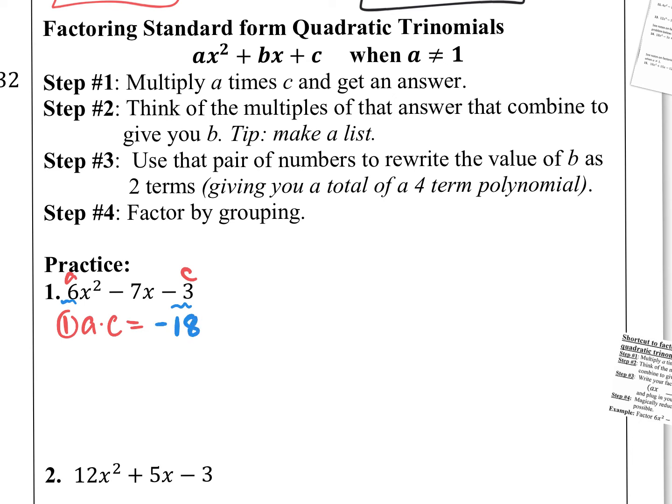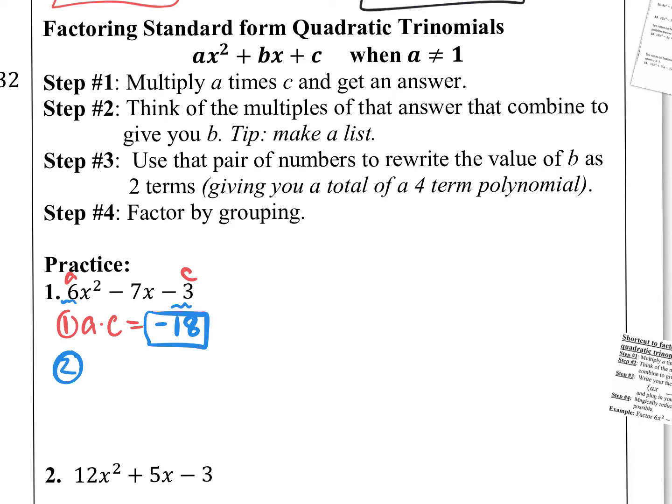Negative 18. All right, so that was step 1. Multiply a times c, get an answer. We got an answer. It's negative 18. Step 2, think of the multiples of that answer that combine to give you the b value, and the tip is to make a list.